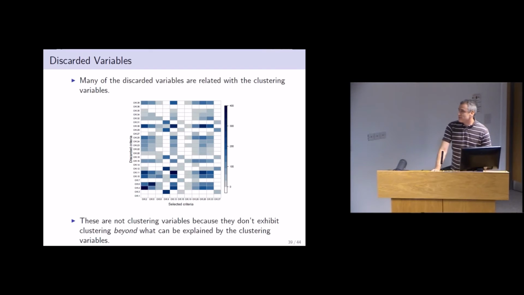There are some exceptions. For example, there's one row here that's almost entirely white. That's the variable that was dropped by all the approaches. It just doesn't seem to have any group information at all. But all the other rows have some sort of blue in them. So all of the discarded variables, in some sense, do depend on the 11 chosen variables that were left in the model.